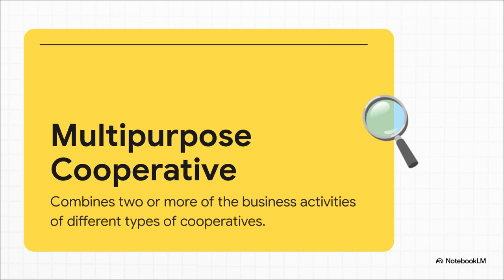So what happens if a co-op wants to do a little bit of everything? Well, that's where the multi-purpose cooperative comes in. It's the ultimate hybrid. A single co-op could offer loans like a credit co-op, sell groceries like a consumer's co-op, and market produce like a marketing co-op, all under one roof.